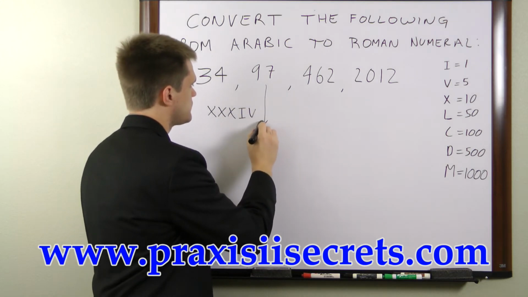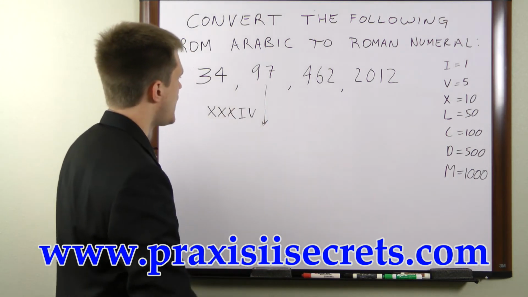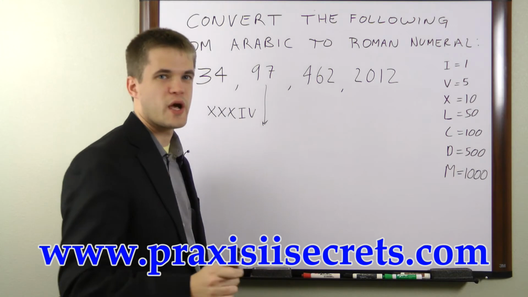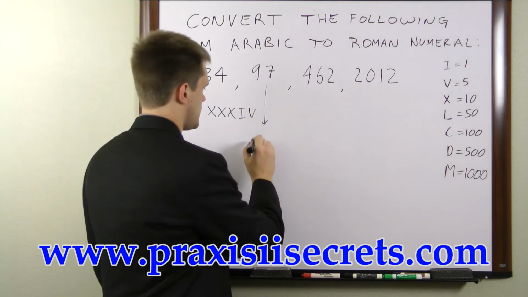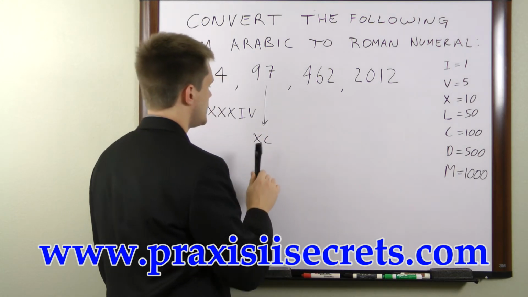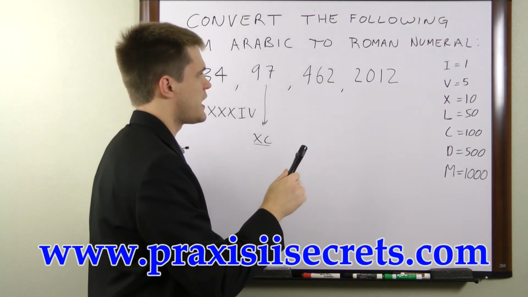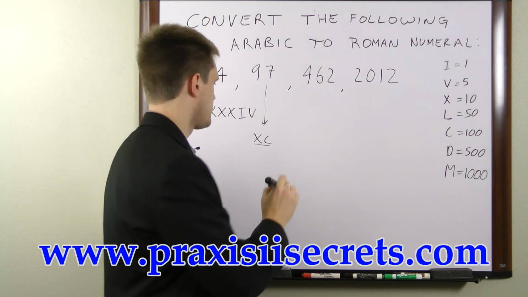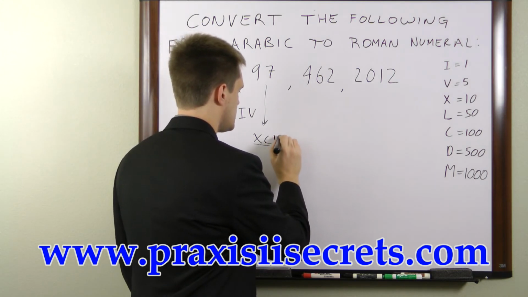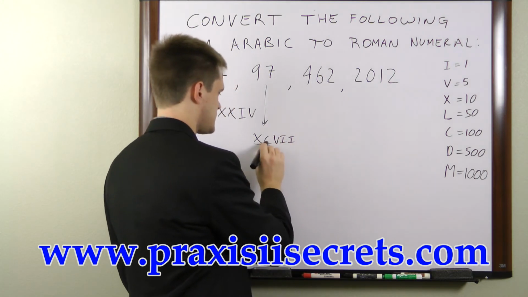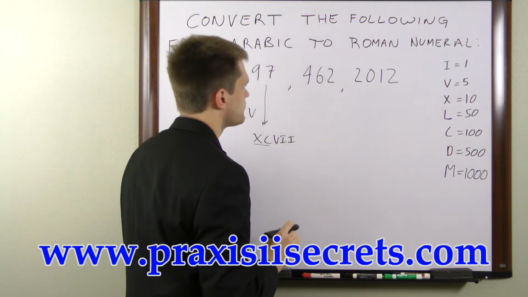For 97, we have a 9 in the tens column, so we're going to subtract 10 from 100. That'll give us XC. So that's our 90. And then we write 7 as VII. So 97 can be written as XCVII.